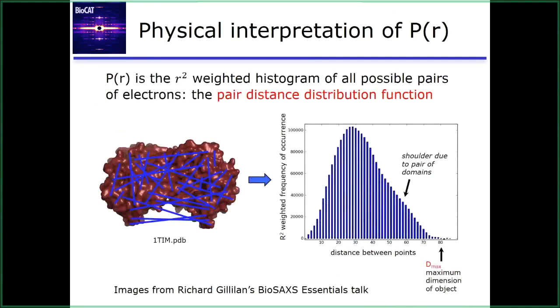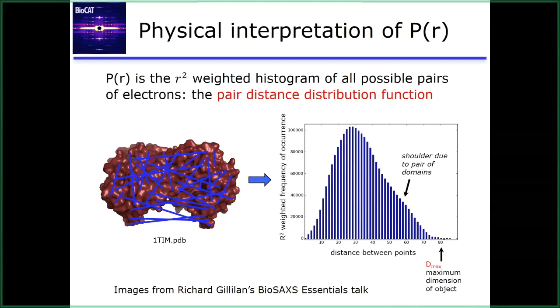What is the P(r) function? The definition of the P(r) function is that it's the r-squared weighted histogram of all possible pairs of electrons, which is the pair distance distribution function. And so the idea is this. Again, I've borrowed this slide from Richard Gillilan's talk. I've got a macromolecule over here on the left, and with these blue bars, I've drawn a bunch of different pairs of electrons in the macromolecule.